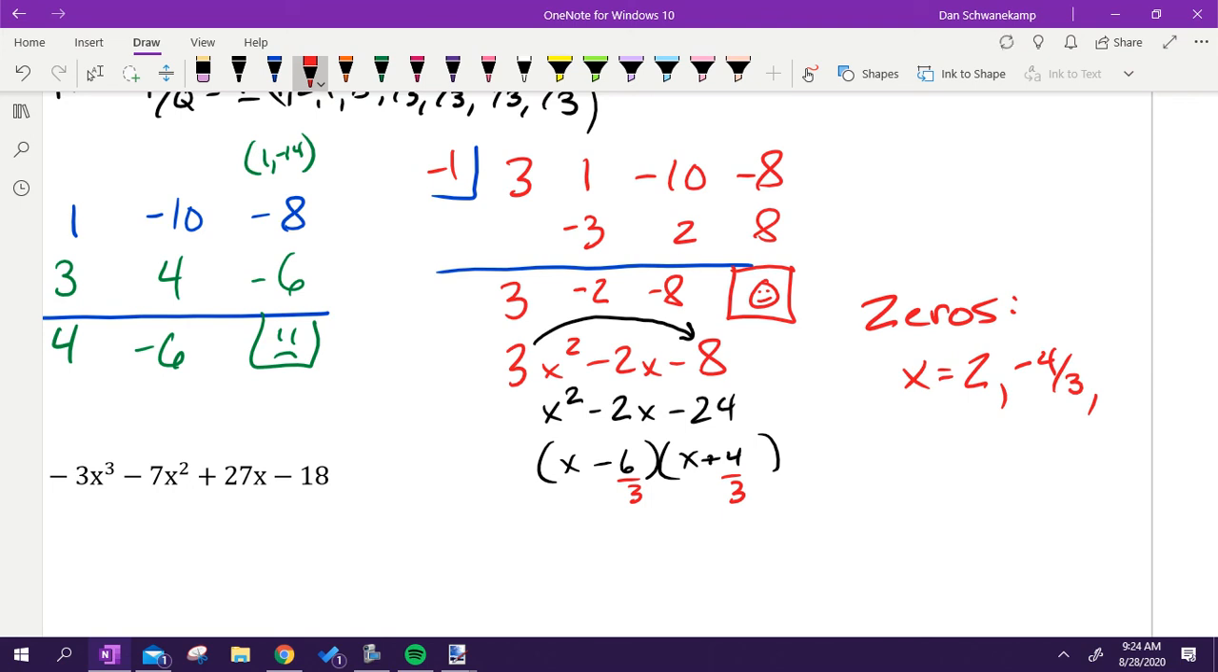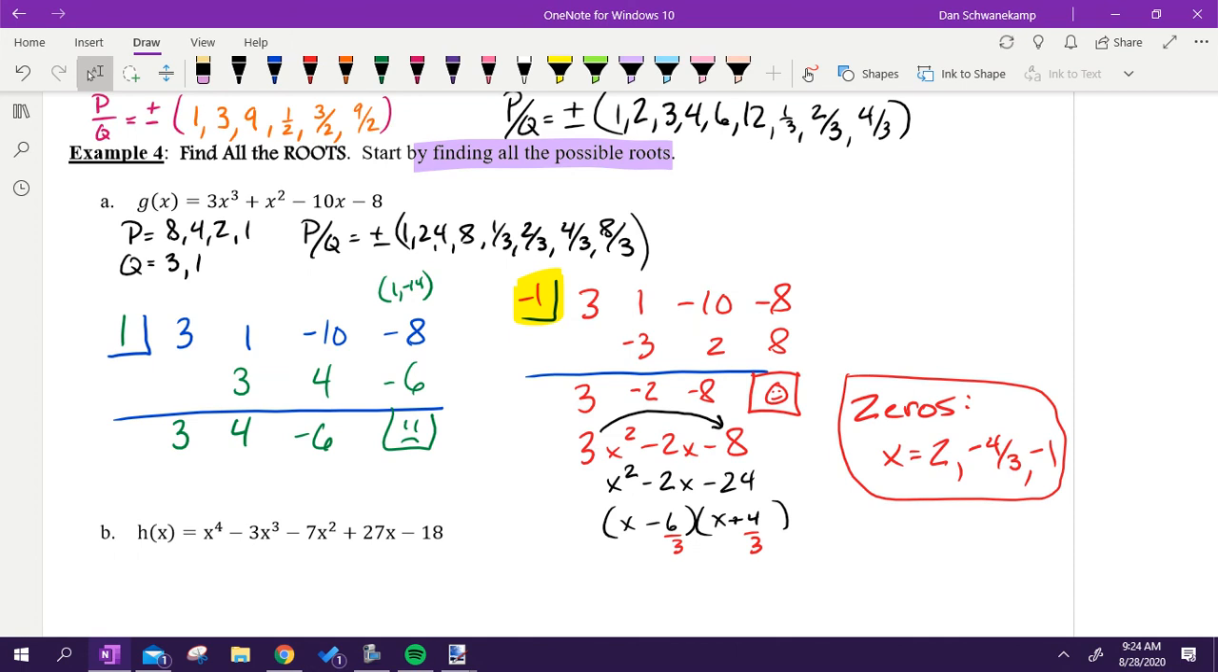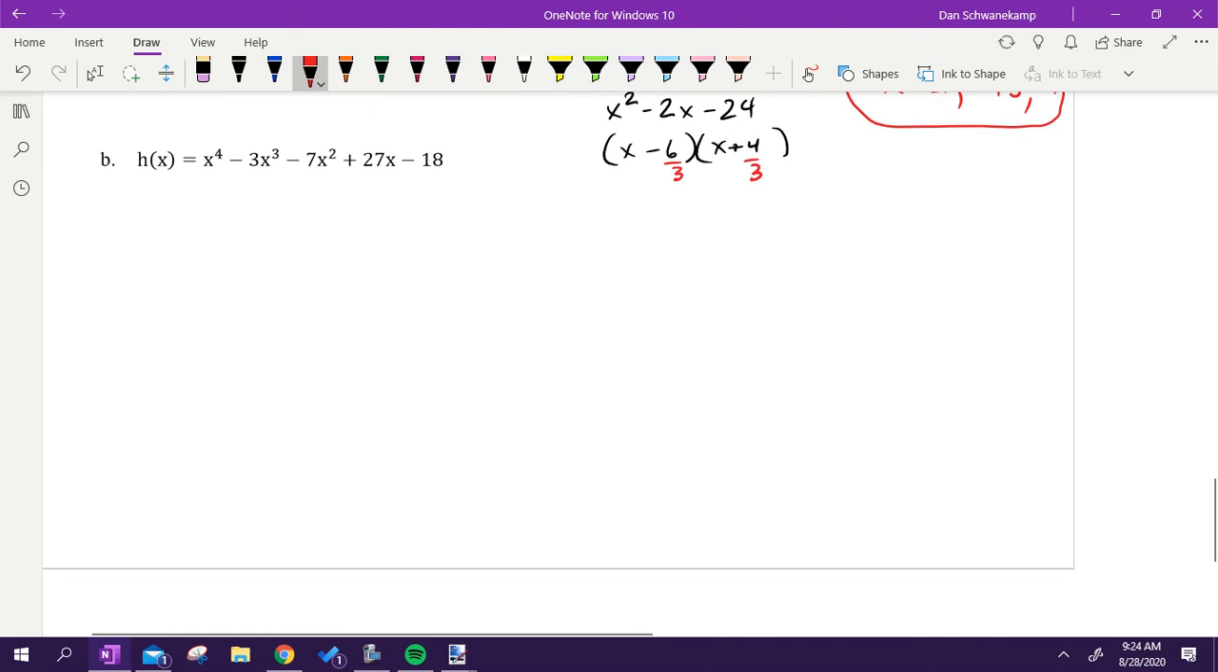And what's my third answer here? -1, because we did it right there. Those are my 3 zeros to this problem. Notice that all 3 of my answers are in my list. If they weren't in my list, then I made a mistake somewhere because they have to be. That's the list of all the rational zeros. All of these are in my P's and Q's list that I had right there. Makes sense on how we solved A. Let's do it one more time with B.